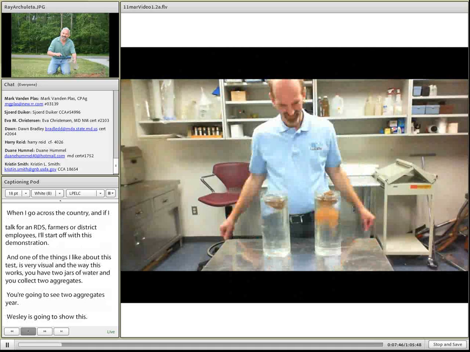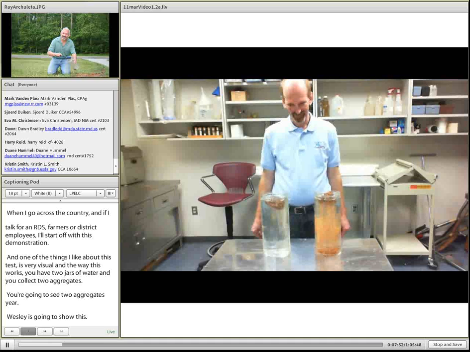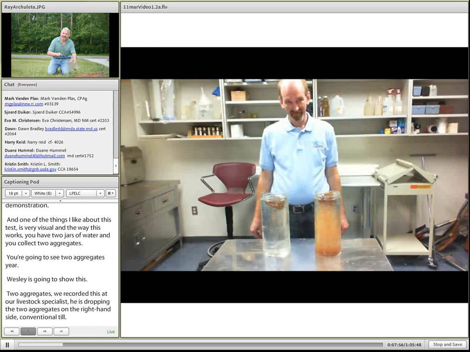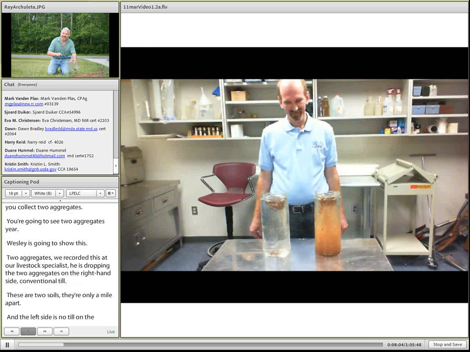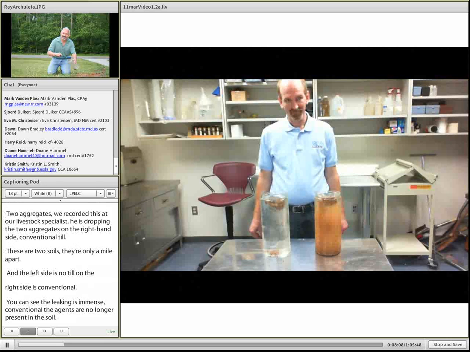On the right-hand side is conventional till. These are 2 soils, the same soil type. They're only a mile apart. And the left side is no-till. On the right side is conventional. You can see the slaking is immense on the conventional. The biotic glues, the cementing agents, are no longer present in that soil. On the left side is the no-till. It has been no-till for 40 years.